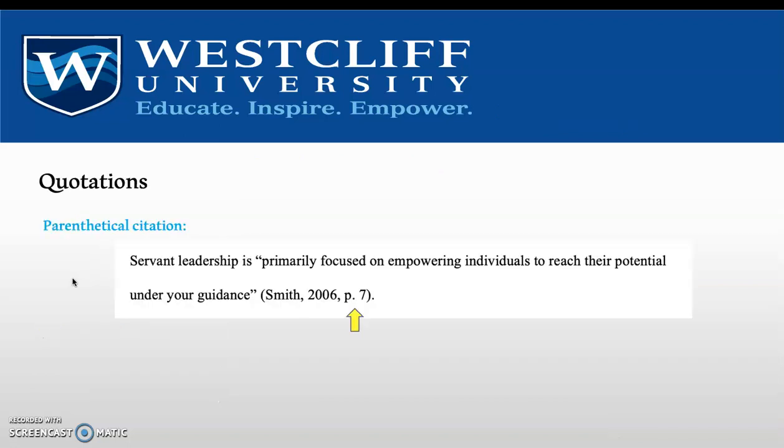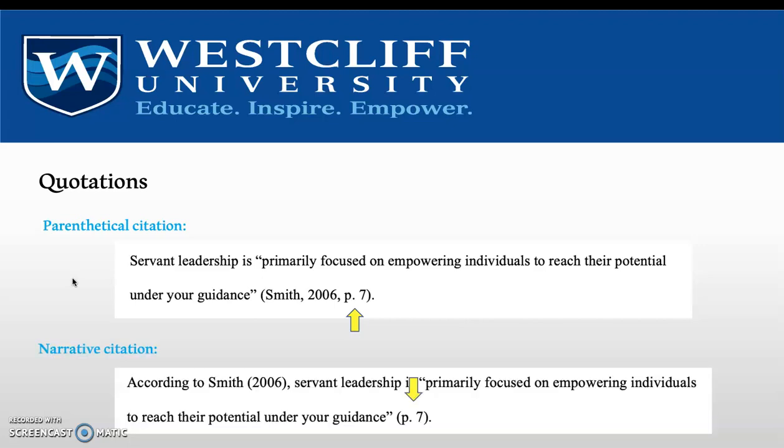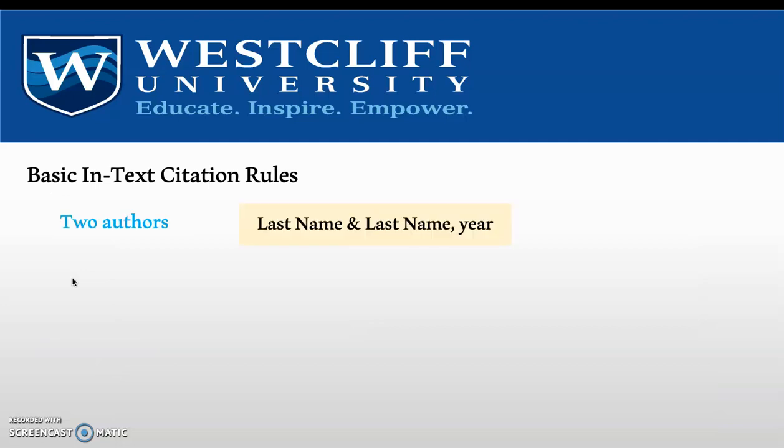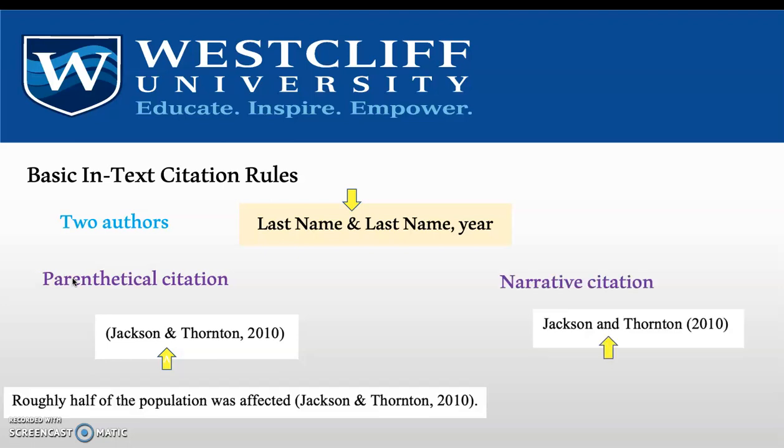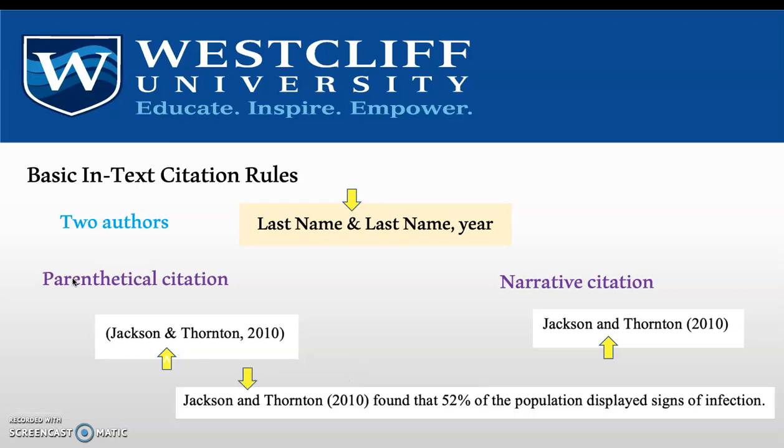With quotations, the change is that you need to add either the page number or the paragraph number. There are also some other adaptations for that, which I will show you later. But at bare minimum, we need to know where it came from directly. If there are 2 authors, we use "and" to separate them. In a parenthetical citation, we use the ampersand. In a narrative citation, we use the word "and." So here's an example of a parenthetical citation. I use my ampersand. Here's an example of referring to the authors in text.